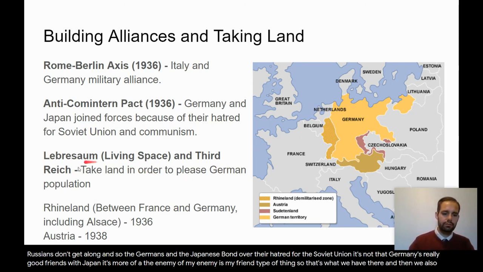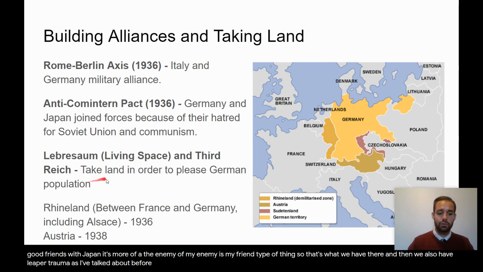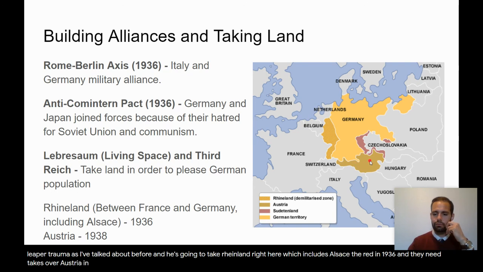And then we also have Lebensraum, as I've talked about before, and he's going to take land. So the first one is taking the Rhineland right here, which includes Alsace-Lorraine in 1936, and then he takes over Austria in 1938.